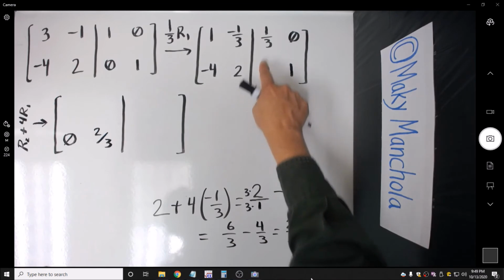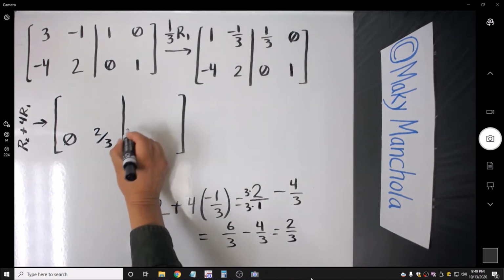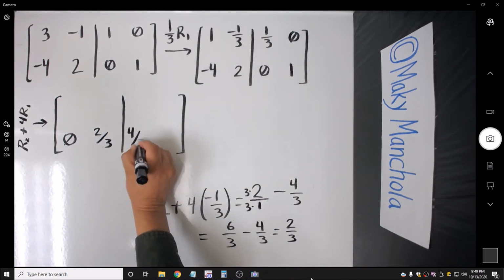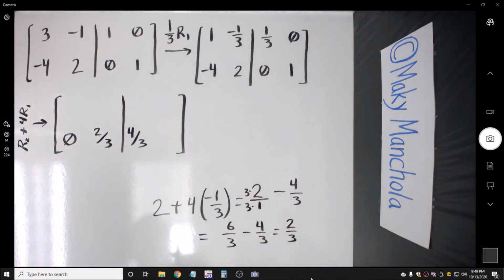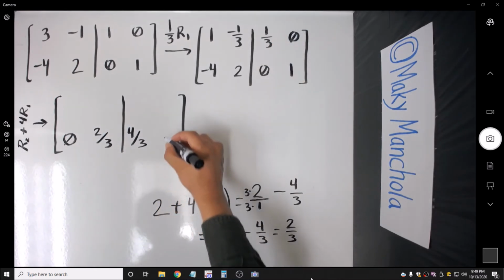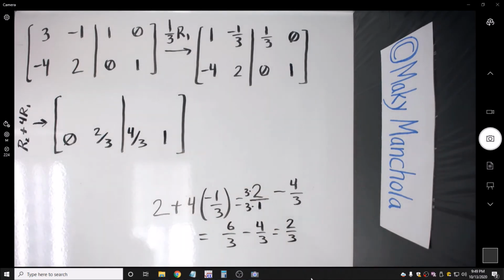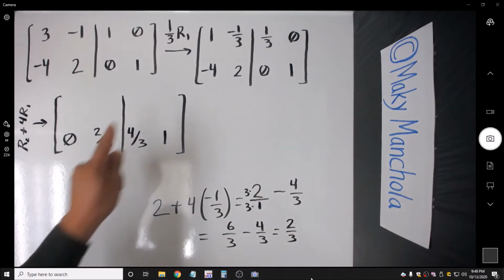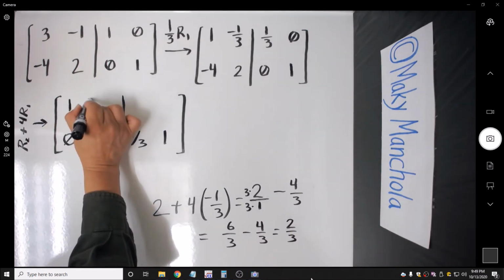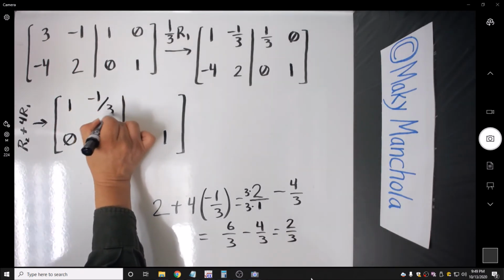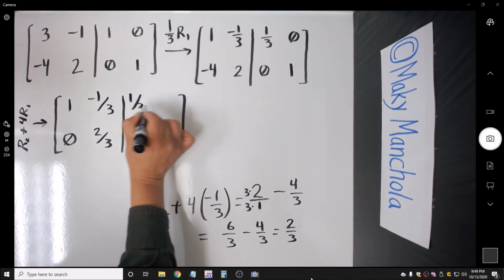Zero plus 4 times 1/3 is 4/3. 1 plus 4 times 0 is 1. Everything else remains unchanged. So we have 1, negative 1/3, 1/3, 0.